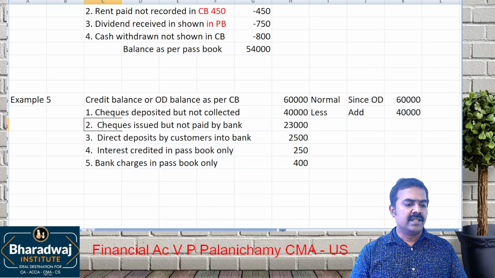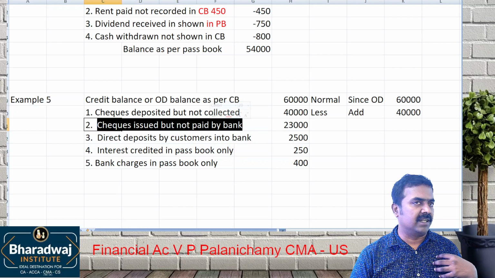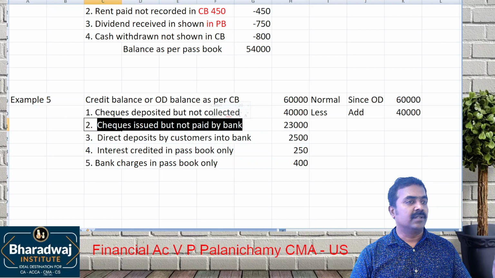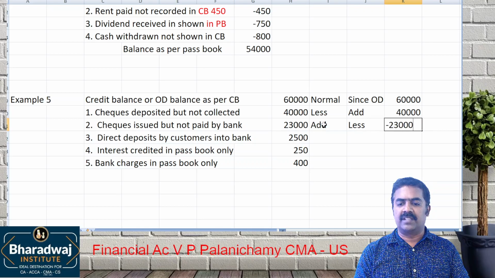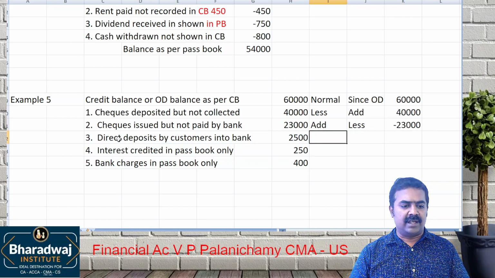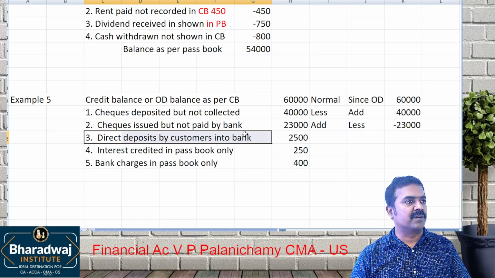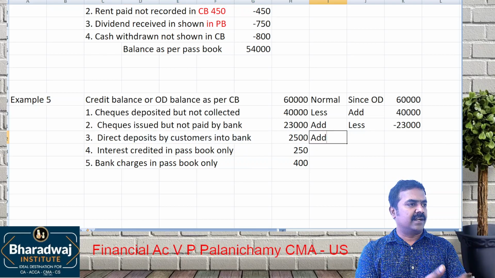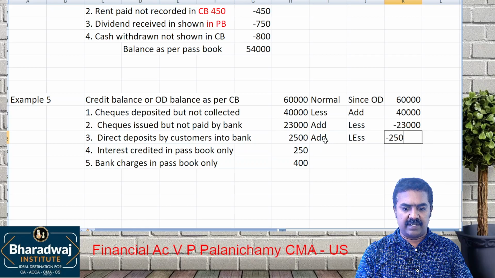For example, checks issued but not paid by the bank. While issuing the check, we would have deducted. The banker has not deducted, so what will you do? We will add. If it is a normal balance, we would have added. Since OD is a starting point, change the sign. Minus 23,000. Then, direct deposit by customers into bank. If it is a normal balance, we would have added because the banker has added. Let us also add it. Since OD is a starting point, minus 2,005.